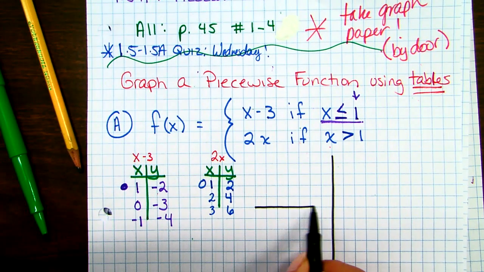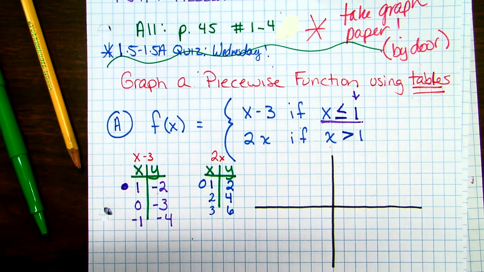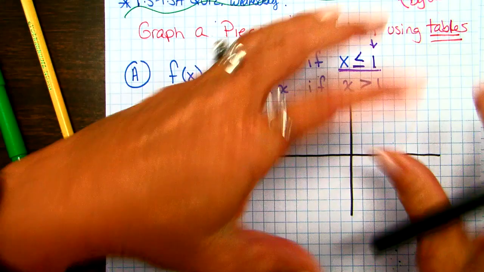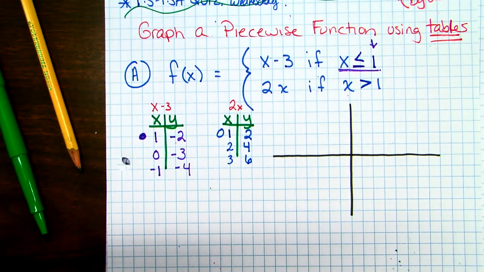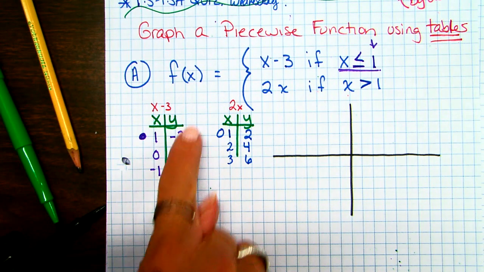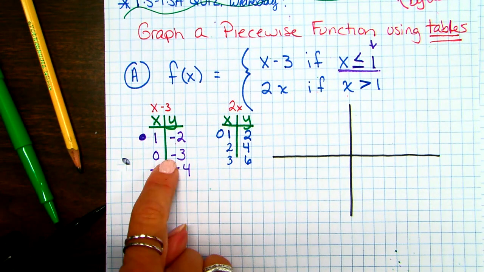Sometimes I might change how my graph looks to save space if I know I'm going to have all the points in one quadrant, but this is all over the place. All right, so let's graph these 3 points. These are just ordered pairs, right?